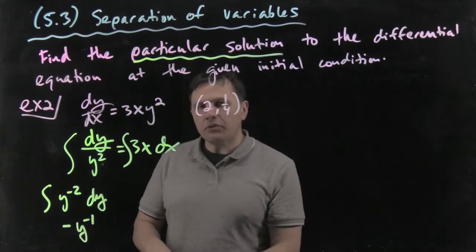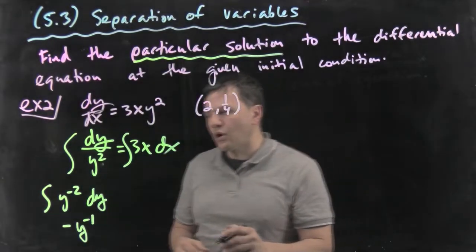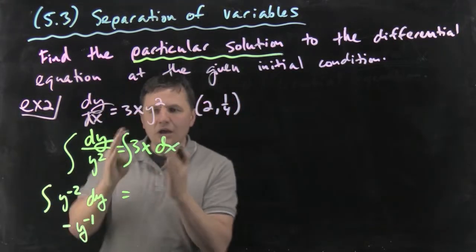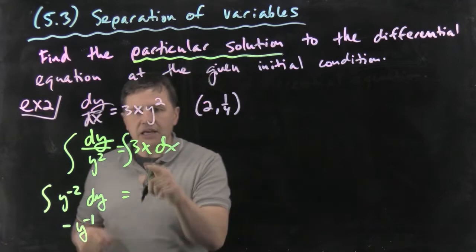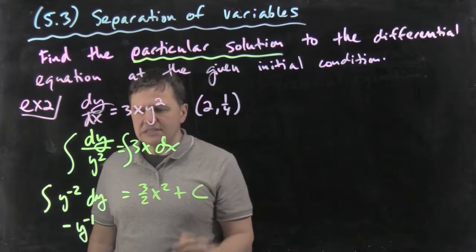Now, we don't need a plus c on the left, as I showed in the previous video, because it just sort of morphs into the other one. We only need 1 plus c. Since ultimately we want to solve for y, we really want that plus c on the other side. So the antiderivative of this side is 3/2 x squared plus c.